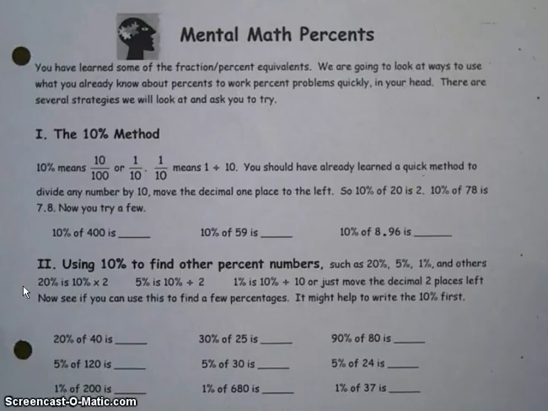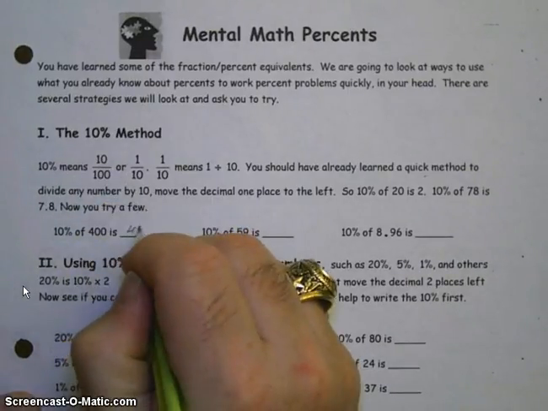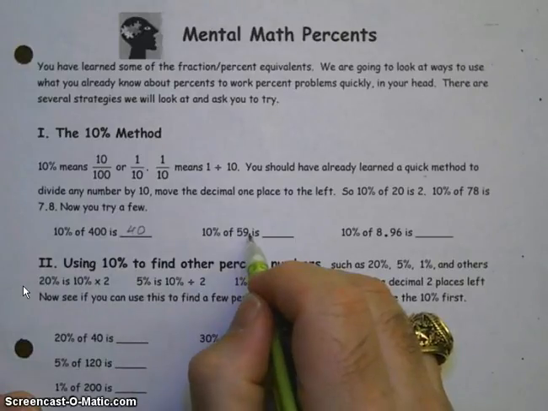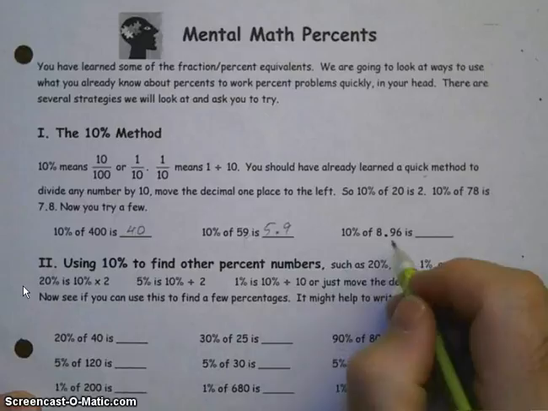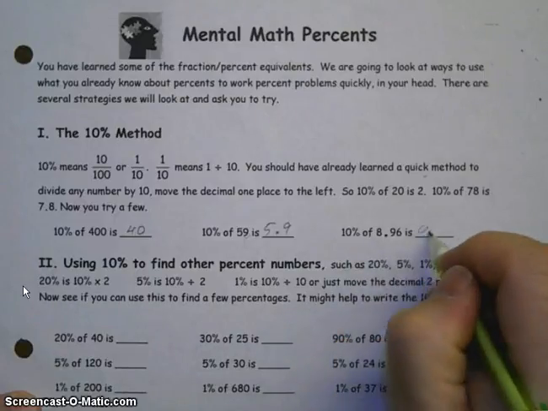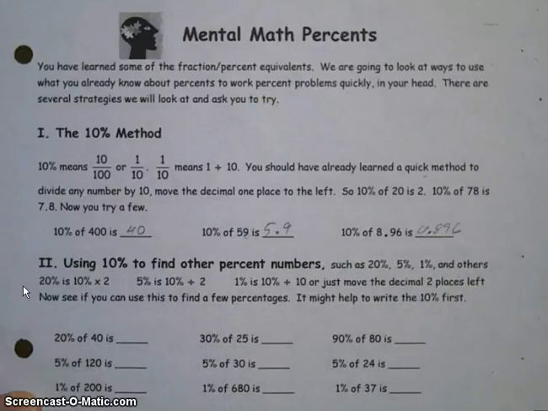10% is 1/10, which is 1 divided by 10. If you divide the number by 10, you get the percentage. Or basically you're moving the decimal point one space to the left. So 10% of 400, move it one space to the left, is 40. 10% of 59, move the decimal point one space to the left, it gives you 5 9/10. 10% of 8 9600, move it one space to the left, you get 896 thousandths. Very simple.